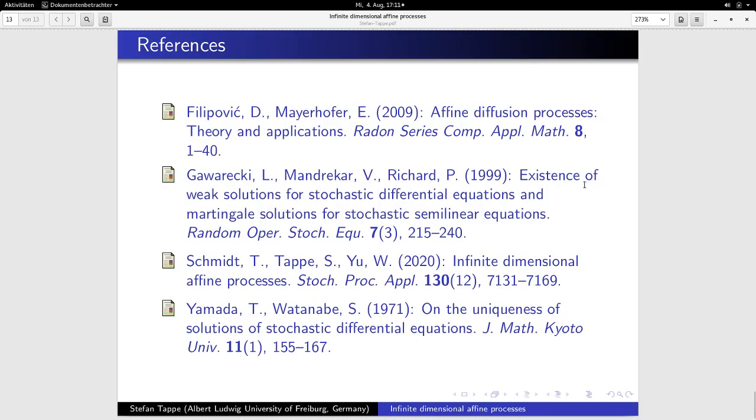So this is all. This concludes the presentation. What I have shown you is part of this joint paper with Thorsten Schmidt and Baijun Yu. And on this slide, you can also see some related references.